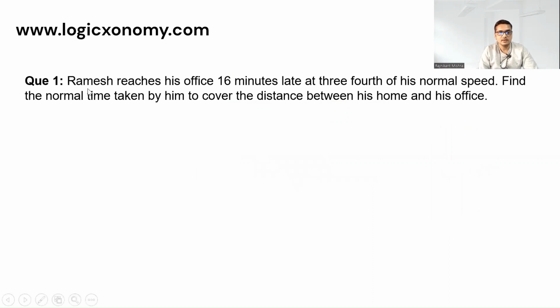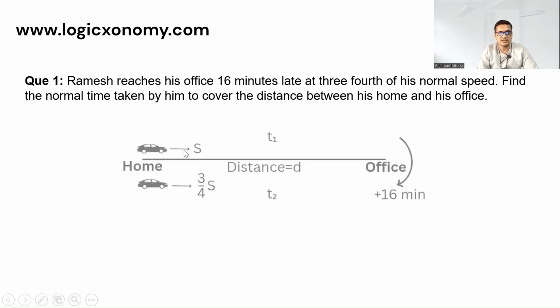Question number 1. Ramesh reaches his office 16 minutes late at 3/4 of his normal speed. Find the normal time taken by him to cover the distance between his home and his office. In the first case, when Ramesh travels at normal speed, he reaches on time. And when the speed is 3/4 of s, he reaches 16 minutes late.